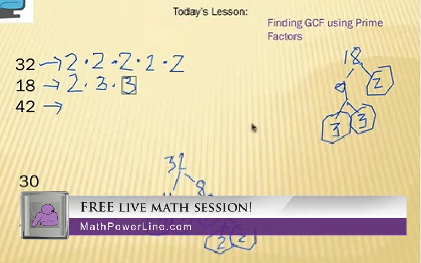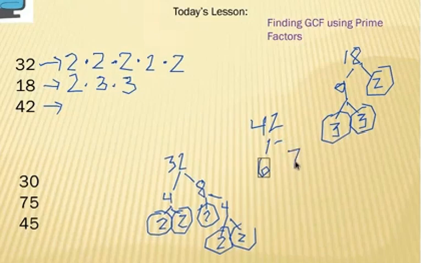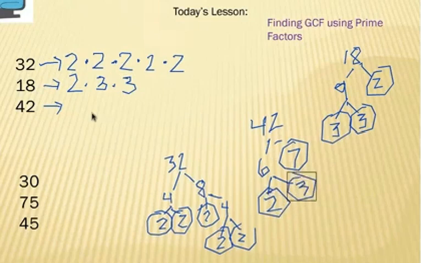42, let's take a look here. 42 is 6 times 7. That's one way to make it. There are other ways, but I'm going to go with 6 times 7. 7, yep, that's a prime number. And 6 is 2 times 3, and both of those are prime. Alright, put it back in order on my list: 2 times 3 times 7.